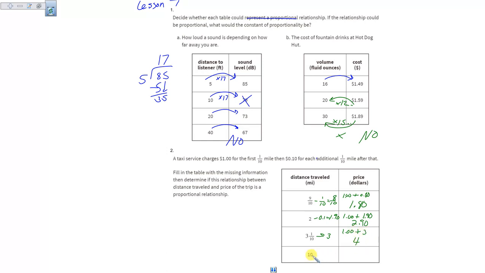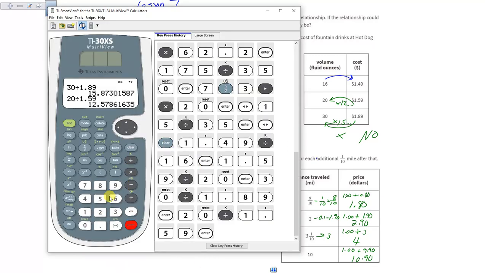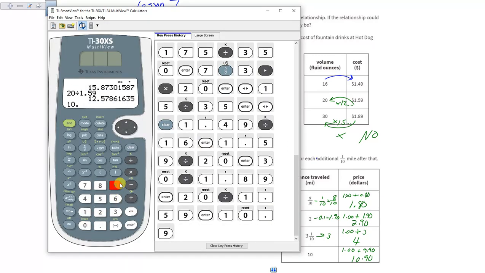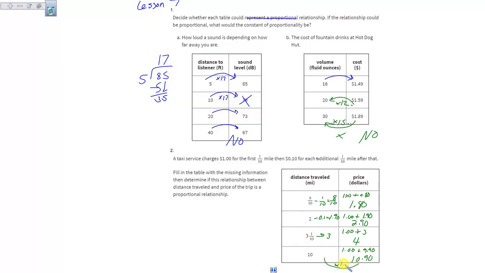And then this one right here, a tenth off of that is going to be the $1 plus $9.90 for all the other tenths that are left over for that one. So that one's going to be $10.90. So we got to compare these to see if there's a relationship between them. So let's do a couple of them and see. 10.9 divided by 10. It's just going to move my decimal over 1. So that's a relationship of 1.09. So they're multiplying by 1.09.